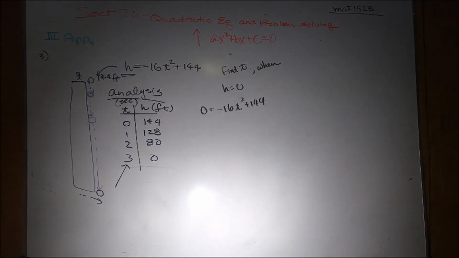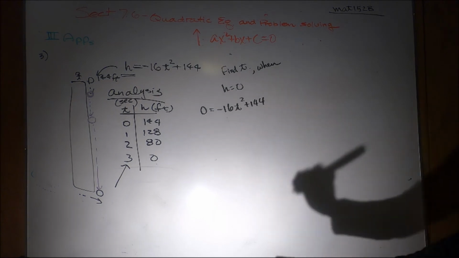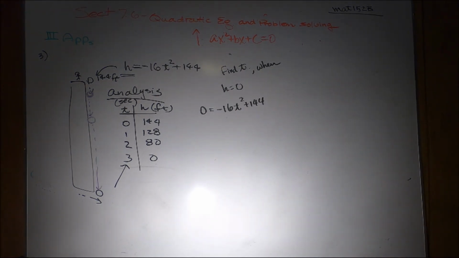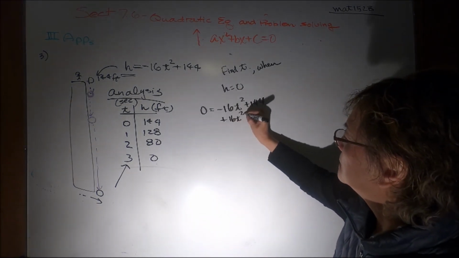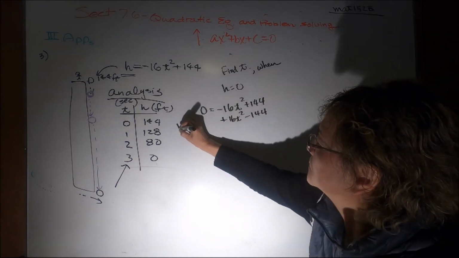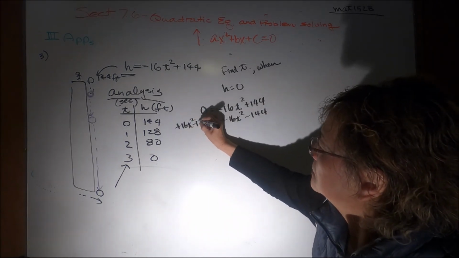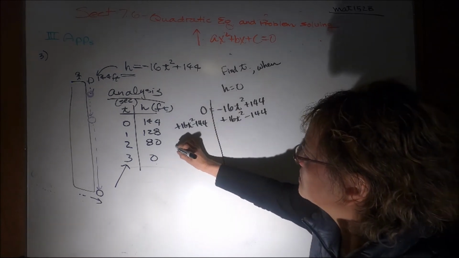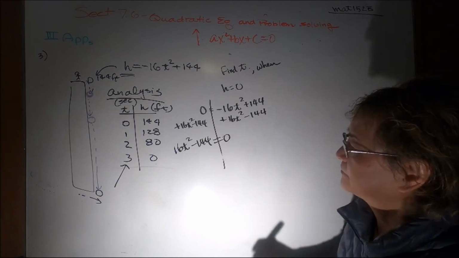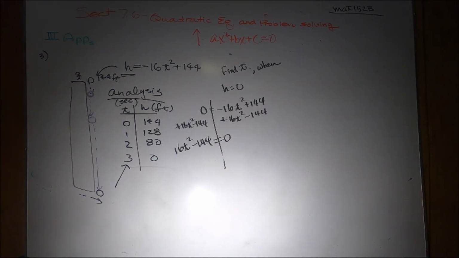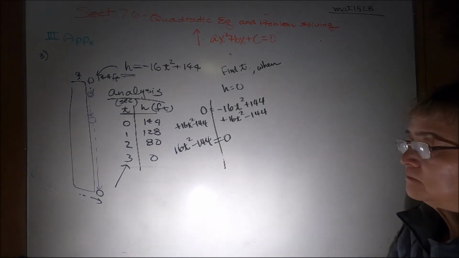Right? Do we have a quadratic equation? Second power of the variable, right? How do we solve it? Move everything to the left-hand side. Write it in standard form. So you have 16t squared minus 144 equals 0. Quadratic equation. How do we solve the quadratic equation? We have standard form now.